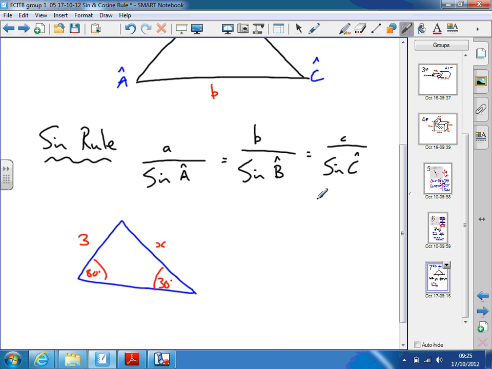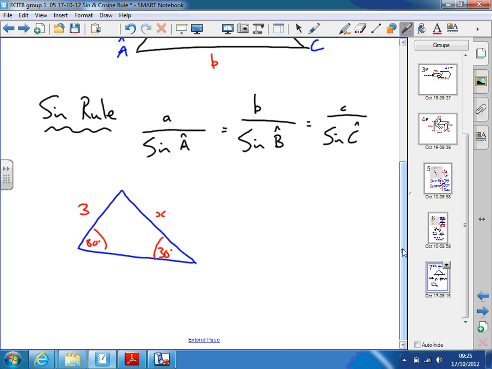Let me show you by example how this works. All this sine rule says is that the ratio of this side to the sine of the angle opposite it is the same as the ratio of that side to the sine of the angle opposite that. So really we don't even need to write down the sine rule. The sine rule will work so long as you know at least one ratio.